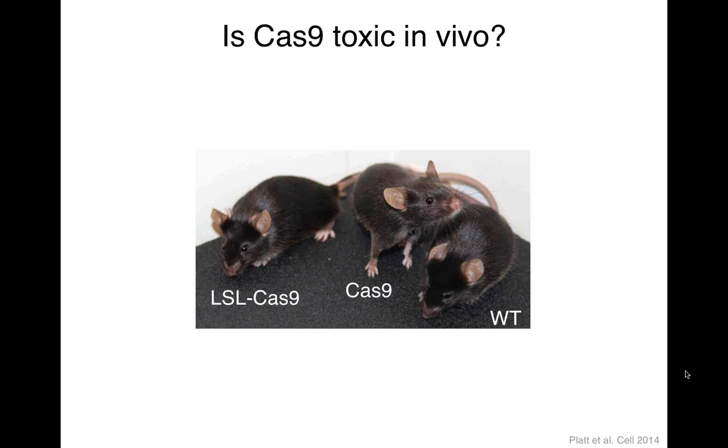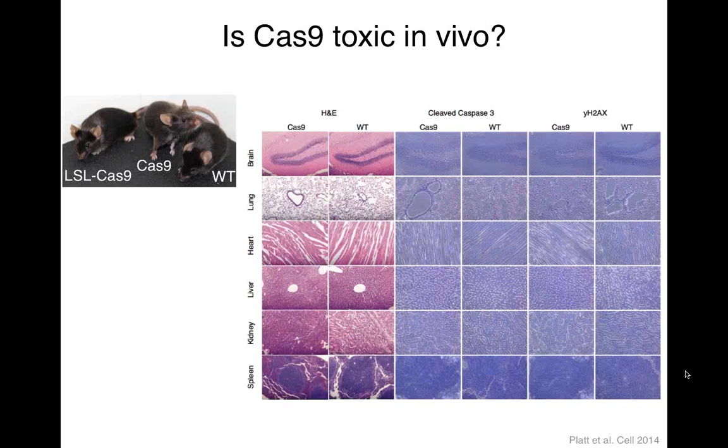But we wanted to go a little bit further, so we performed histological sections, did H&E staining to look at morphology of different tissues. We looked for cleaved caspase-3, which is a sign of apoptosis, and gamma H2AX, which is a sign for DNA damage, and we were unable to find any differences in morphology, apoptosis, or DNA damage throughout these organs in Cas9 mice compared to wild type. But we also wanted to go a little bit further.